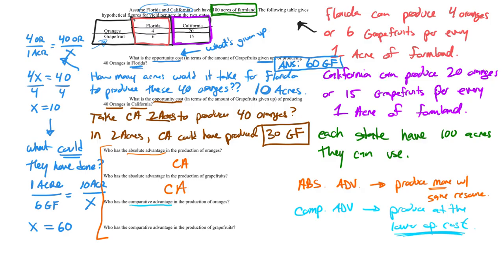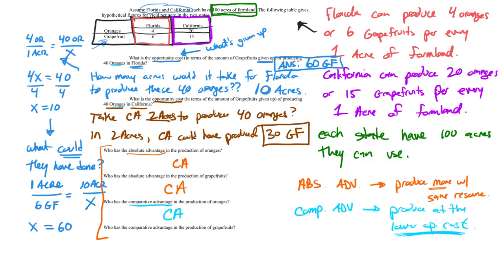Well, we just talked about what's the opportunity cost of oranges, right? And we saw that the opportunity cost of oranges for Florida was 60 grapefruit and for California was 30 grapefruit. So which one was lower? 30 is lower than 60. So this would be California.